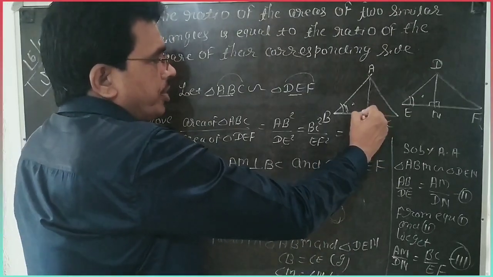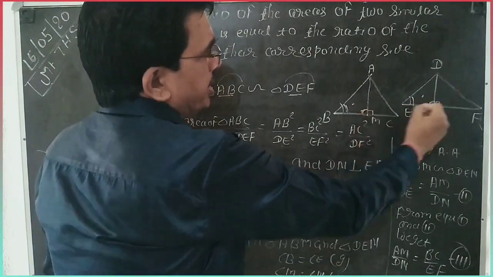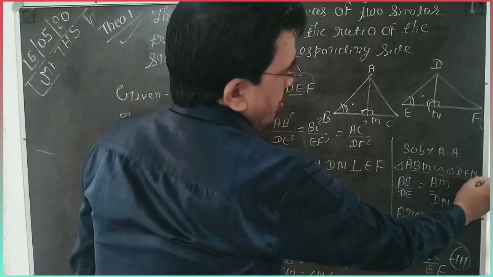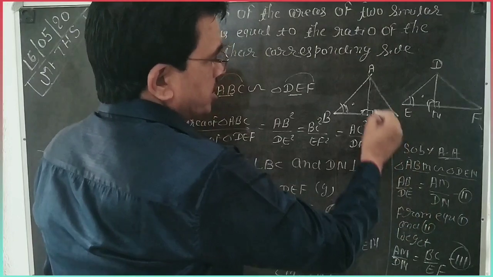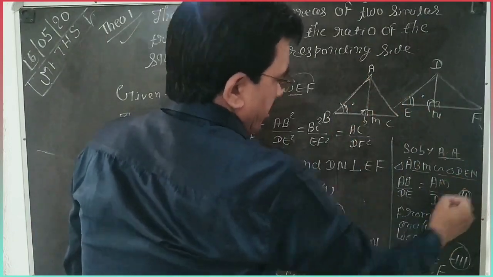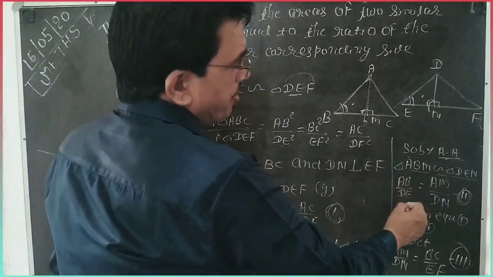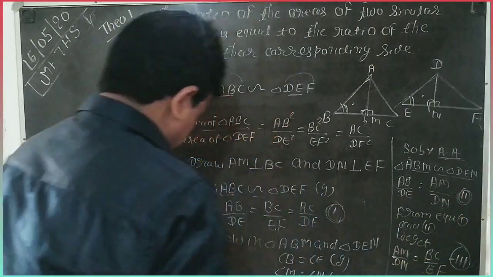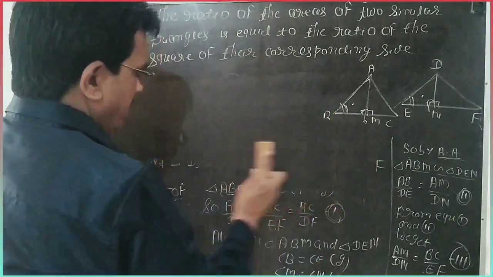Next, the lines are perpendicular, so both are 90 degrees. So angle M is equal to angle N. This is angle M and this is angle N, 90. So triangle ABM is similar to triangle DEN by AA property. Now write their sides in ratio. AB by DE is equal to AM by DN. It is the second equation. From the first equation, AB by DE is equal to BC by EF, and AB by DE is AM by DN. That means AM by DN is equal to BC by EF.